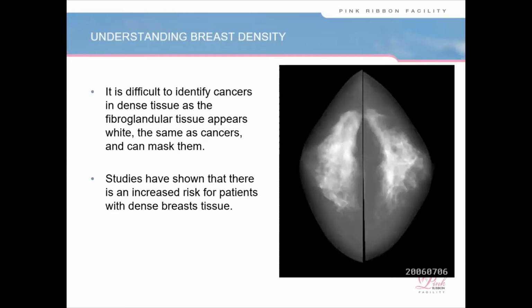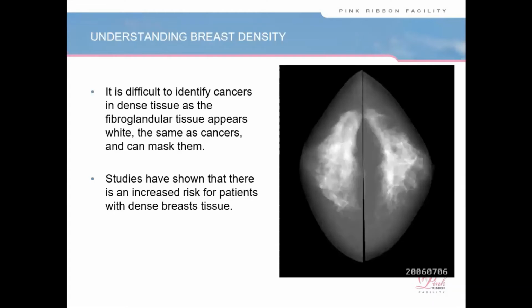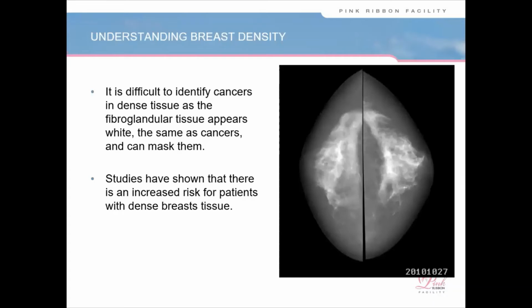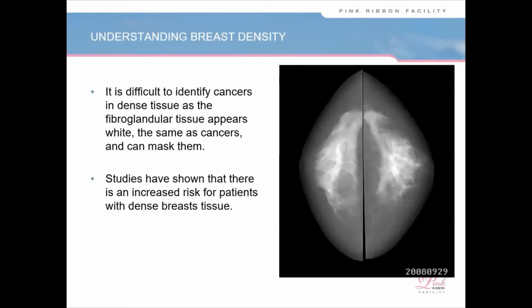After looking at those examples, we can see why it is difficult to identify cancers in dense tissue, as the fibroglandular tissue appears white, the same as cancers, and can mask them. Studies have shown that there is an increased risk for patients with dense breast tissue.